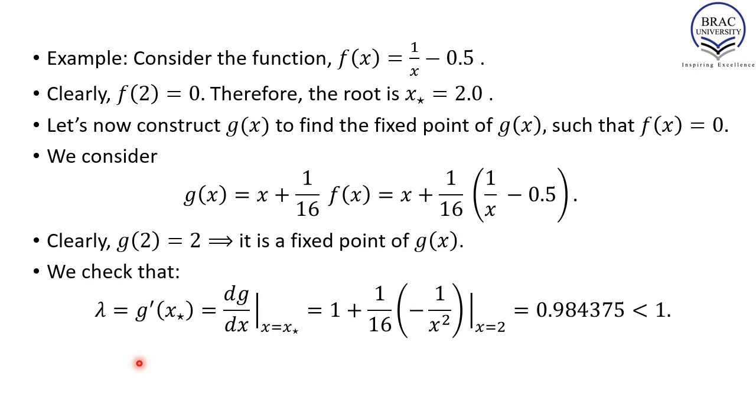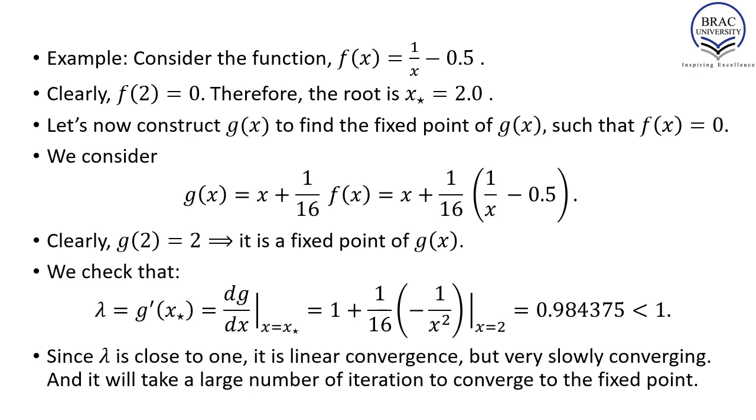Now check the convergence. So compute the lambda, which is by definition g prime at x star. We compute the derivative of this part here, and then put x equal to 2, and we get 0.98475, which is less than 1 but very close to 1. Since it is very close to 1, it means that our convergence will be very slow. Remember, lambda equal to 0 is super convergent, lambda equal to 1 is the upper bound. So lambda has to be in between for linear convergence. Since it's close to 1, we are expecting very slow convergence.